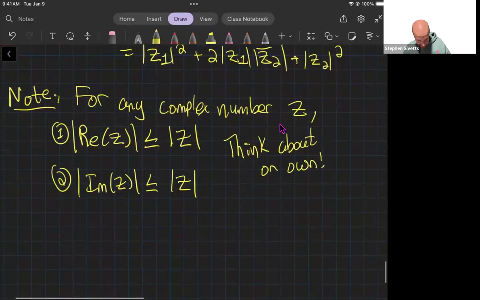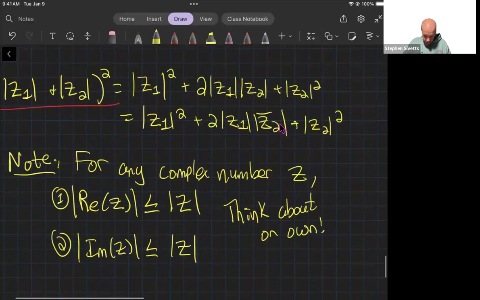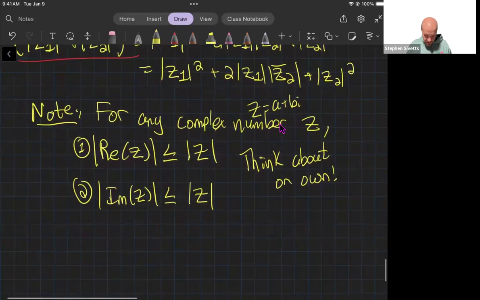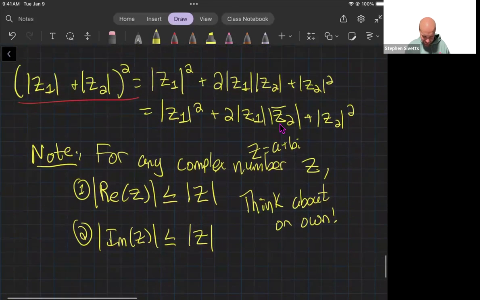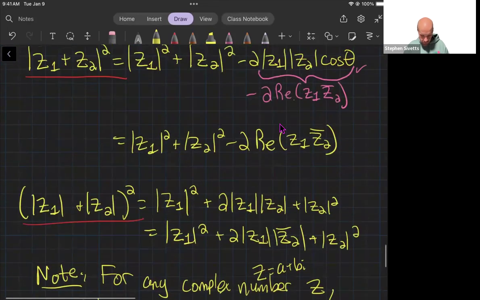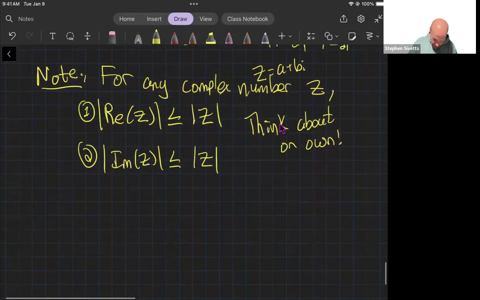And explain why. So if Z is equal to A plus B, but we're just going to use this, take my word for it. We're going to use this relationship to get to what we want to show.